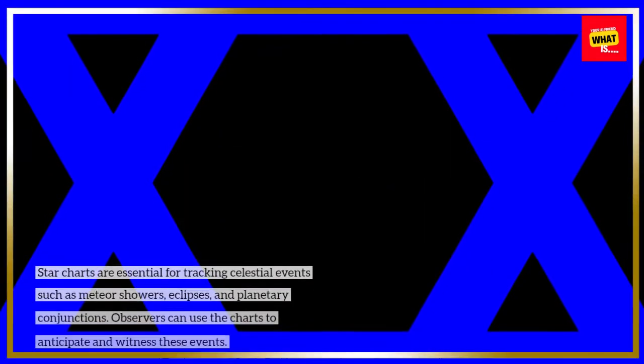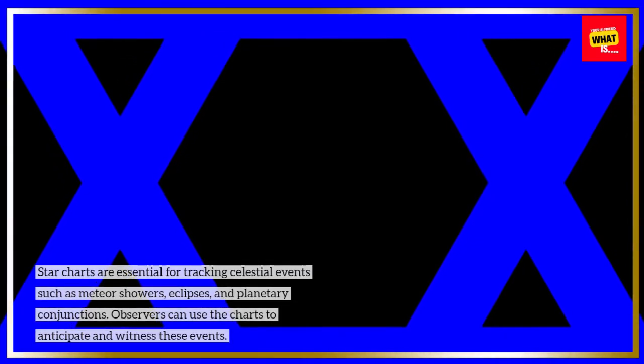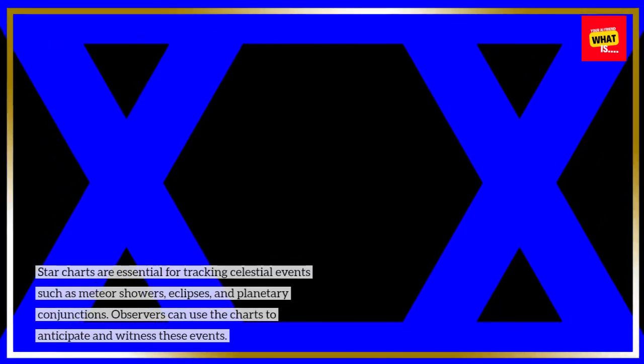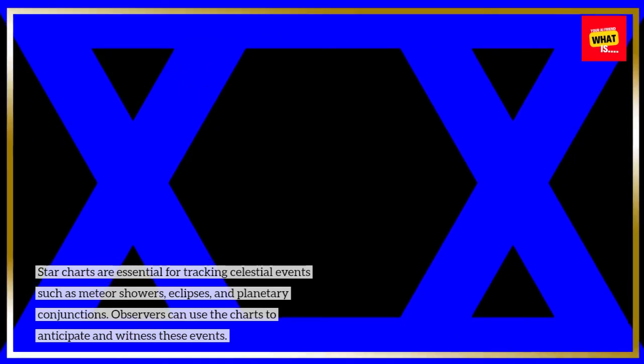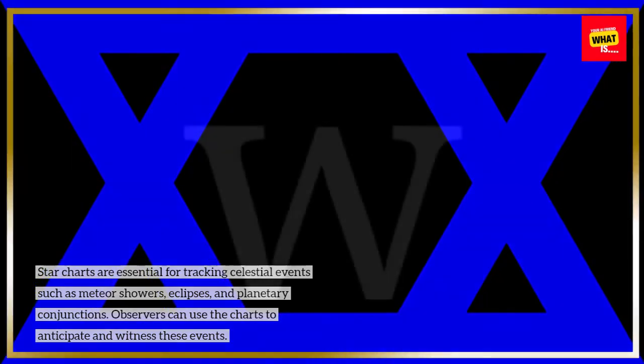Star charts are essential for tracking celestial events such as meteor showers, eclipses, and planetary conjunctions. Observers can use the charts to anticipate and witness these events.